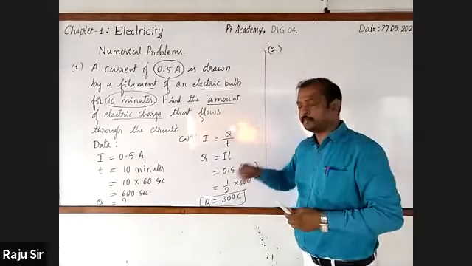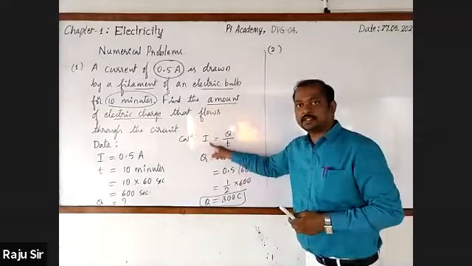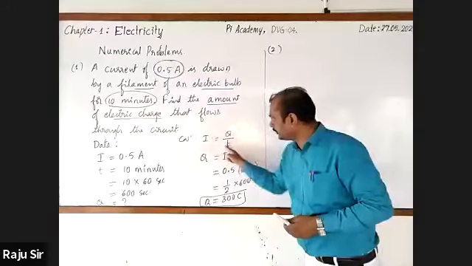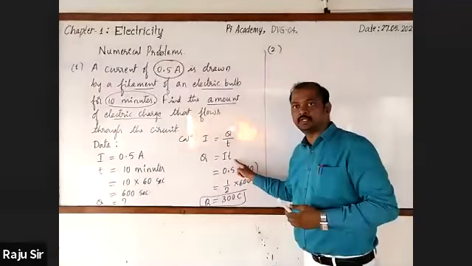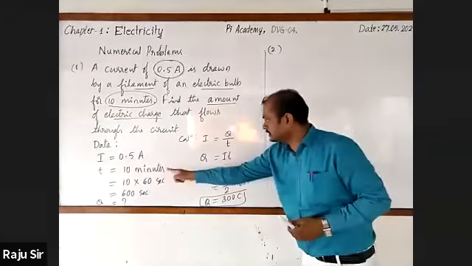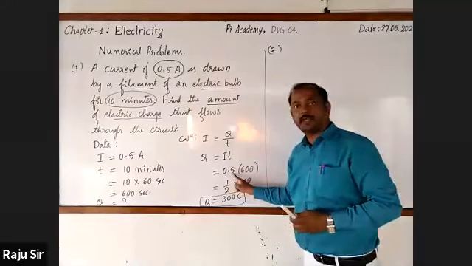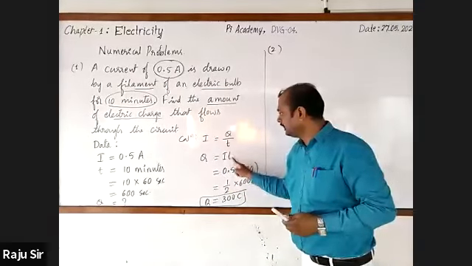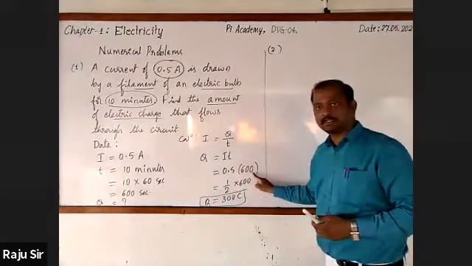Sir, repeat it, sir. Calculation part, repeat it, sir. Calculate this part. I is equal to Q by T. We want Q. Just go for cross multiply. It becomes I into T, where I is 0.5 amps and T is 600 seconds.